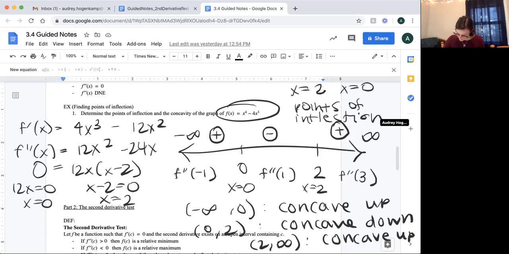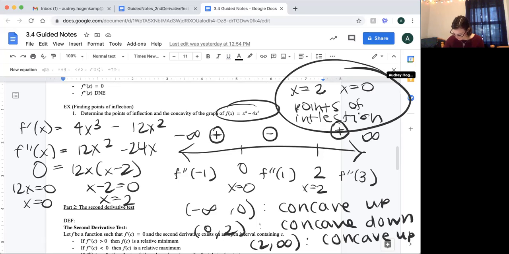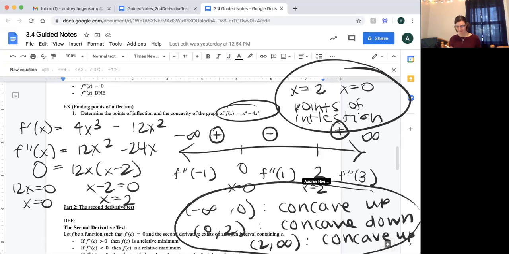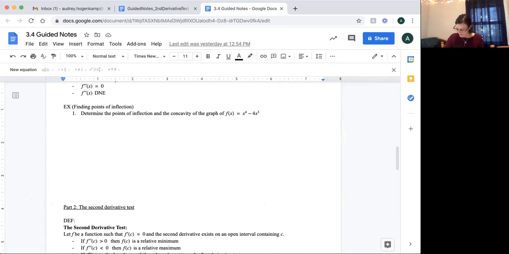So I kind of have a spread out answer here, but here's my points of inflection, and here's my concavity. Finding points of inflection and concavity is literally the exact same as finding increasing and decreasing functions and critical numbers, except now we're dealing with our second derivative instead of our first derivative. And just like when we went from increasing functions to the first derivative test, we're going to go from concavity to the second derivative test.